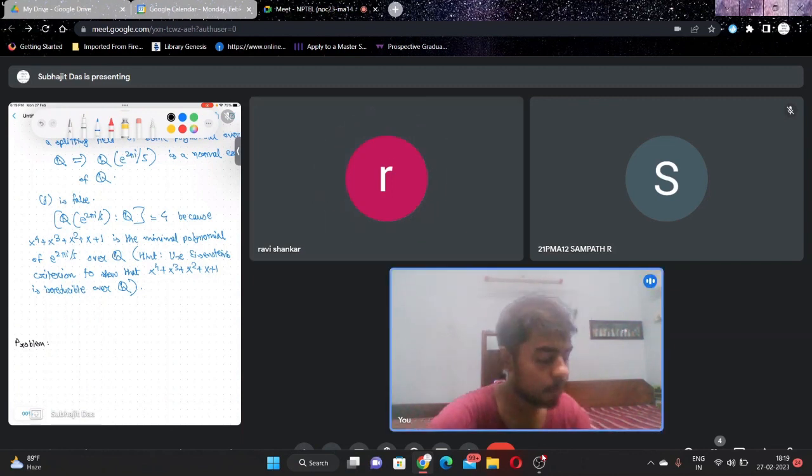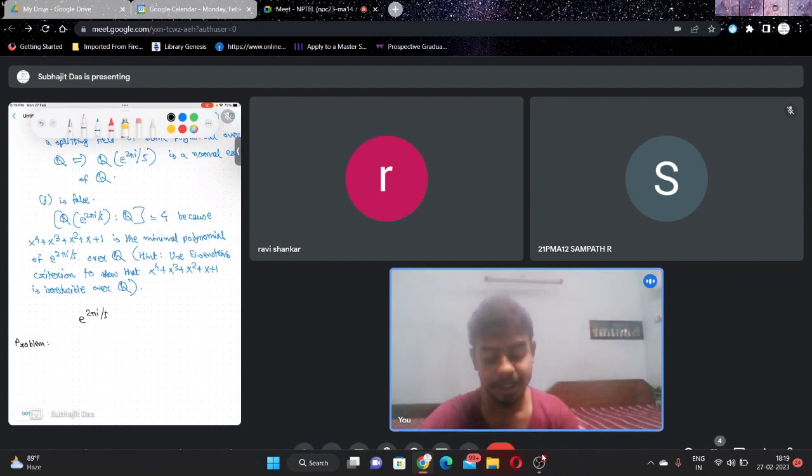No, e to the power 2 pi i by 5 here is just a symbol. See, after all, everything you do in abstract algebra, you just play around with symbols and you have some operations, right? This is the basis of what you do in abstract algebra. So e to the power 2 pi i by 5, you can think of it as a symbol. The point is that it denotes a fifth root of unity. It denotes the primitive fifth root of unity.